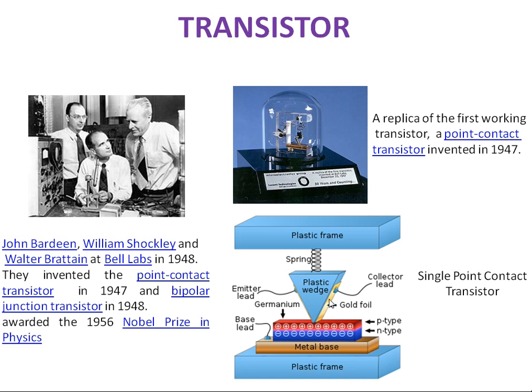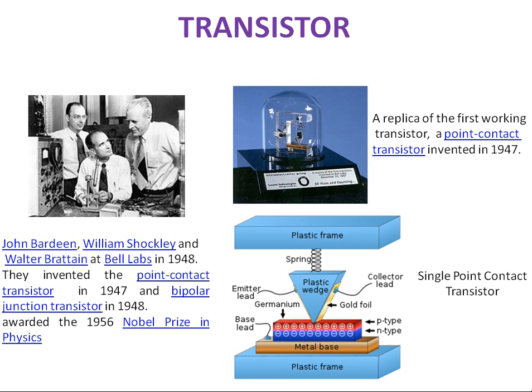It uses two gold foils. One gold foil acts as an emitter, another gold foil acts as a collector, and there is a gap between emitter and collector. The sharp point touching the semiconductor, this metal base, is known as the base. So it has three terminals. If we apply a small magnitude signal in the emitter base junction, a large magnitude signal is obtained from the collector base junction. That is the working concept of the point contact transistor.